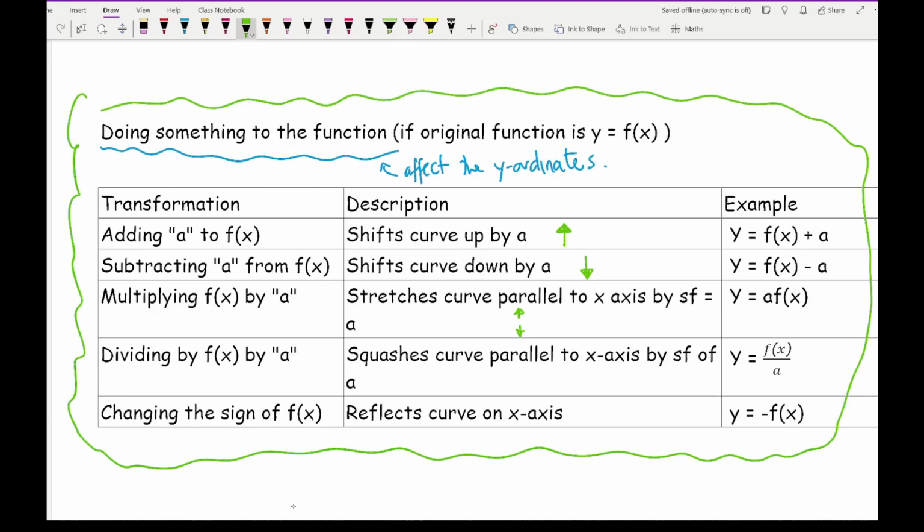And when you're dividing a function by a, that is where you're squashing the graph closer parallel to the x-axis. And when you're changing the sign of the function, this is when your mirror line is the x-axis. So you're reflecting it vertically, rather than horizontally like we were doing when you're changing the sign of the x.